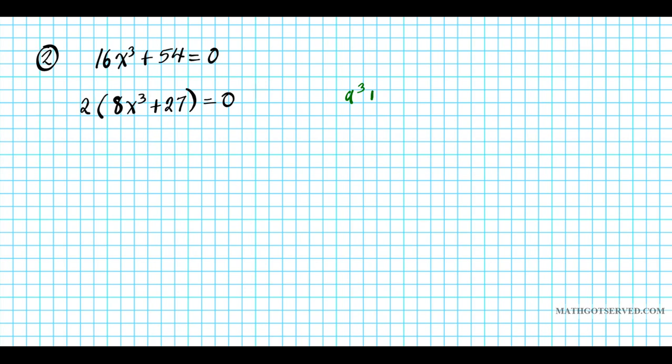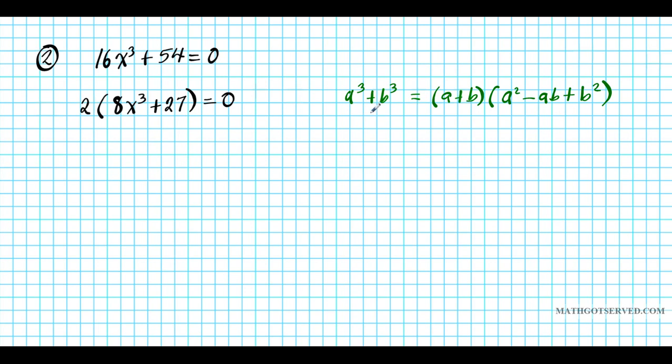A cubed plus b cubed equals a plus b times a squared minus ab plus b squared. Remember that the first sign is always the same as the original expression. The second sign is going to be the opposite, and the last sign is always positive. So that's how you figure out the signs here.